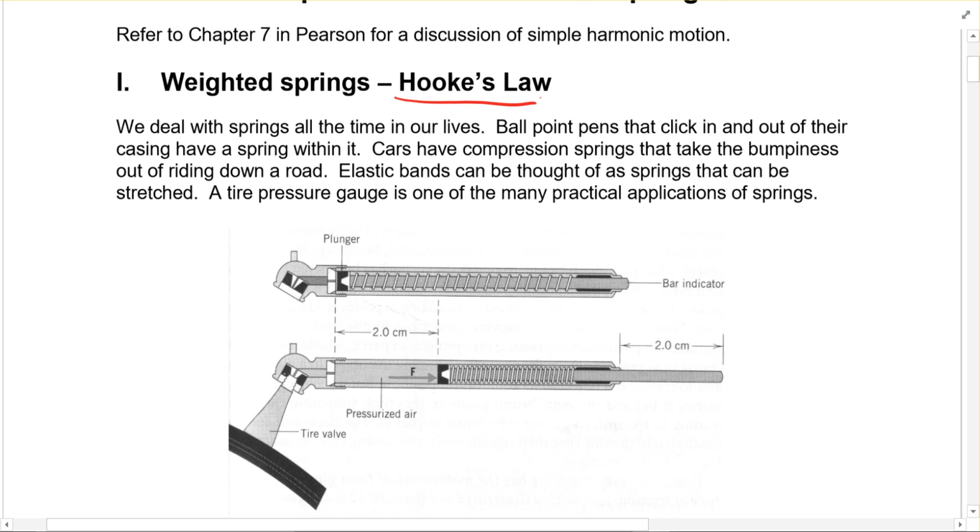To give you a bit of an overview, if you think about springs in your life, in the ballpoint pen, we have springs, like the springs in your car to keep the road from being bumpy. We're also going to consider elastic bands springs, even though they're not springs. We kind of consider them springs in this case because they follow something called Hooke's Law.